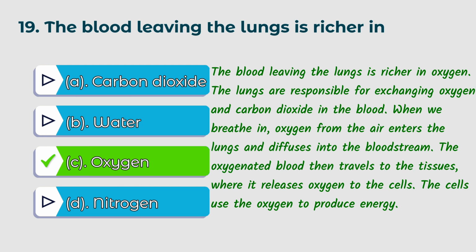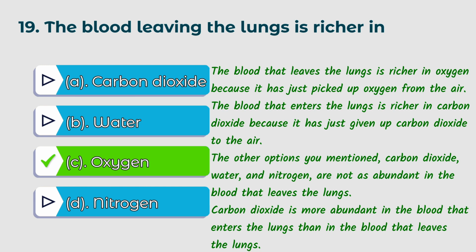When we breathe in, oxygen from the air enters the lungs and diffuses into the bloodstream. The oxygenated blood then travels to the tissues where it releases oxygen to the cells. The cells use the oxygen to produce energy. The blood that leaves the lungs is richer in oxygen because it has just picked up oxygen from the air. The blood that enters the lungs is richer in carbon dioxide because it has just given up carbon dioxide to the air.